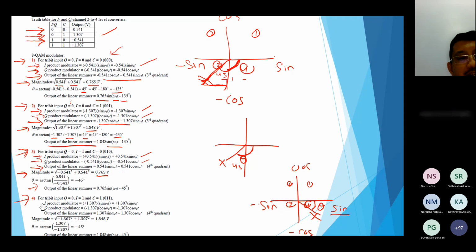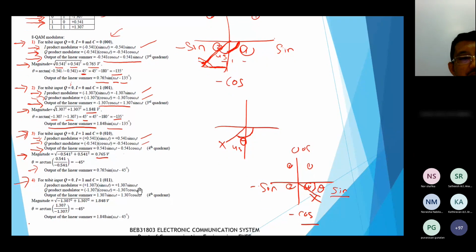Okay, so the I channel is multiplied with sine omega ct. The Q channel is multiplied with cosine at the product modulator, and the output of the linear summer is the summation of sine and cos. So you see that it is positive sine and negative cos again. So positive sine, negative cos, so it is actually somewhere in the fourth quadrant. But how much is the magnitude? The magnitude would be the summation of quadratic, and then square root. So we get 1.848 volt.